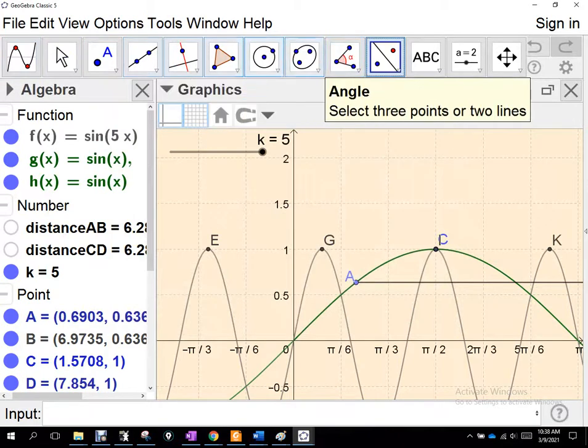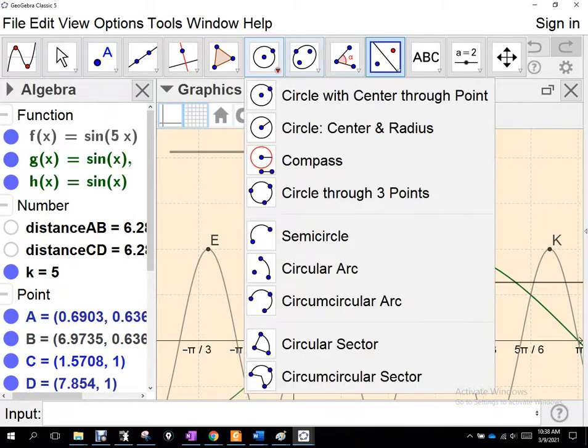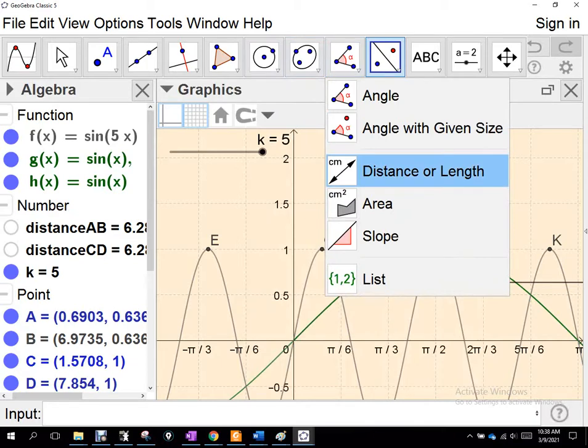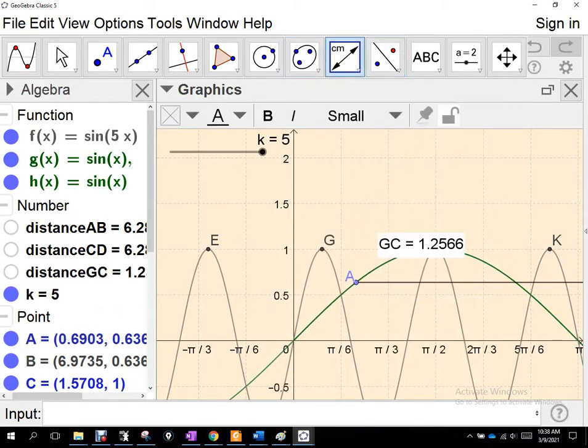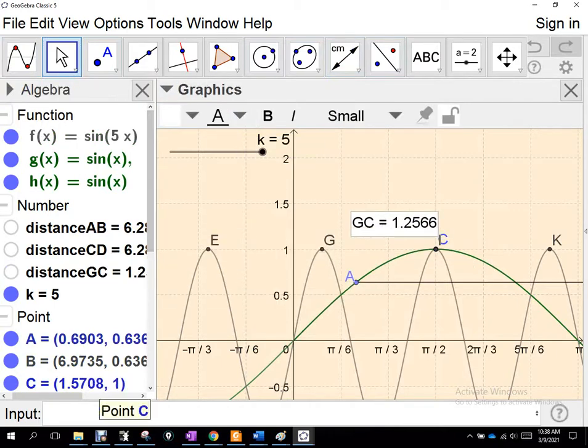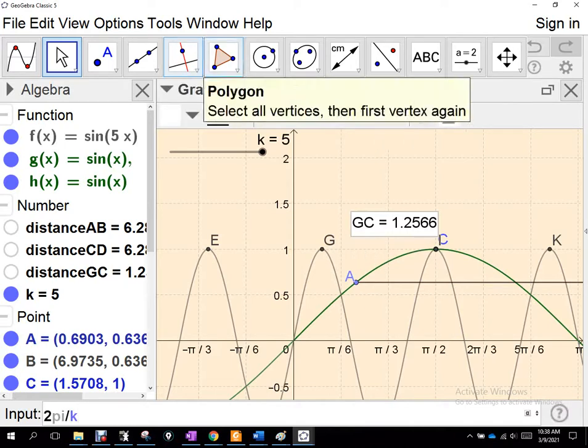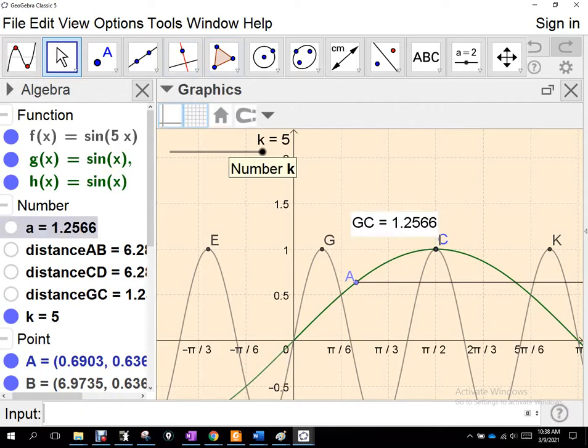If we look at the distance between G and C now, that distance is 1.257. If I think about that number, what we can do is take 2 pi and divide it by k, which was this 5 right here. I hit enter, and I get that same number that it's showing as the distance between those. Does that make sense?